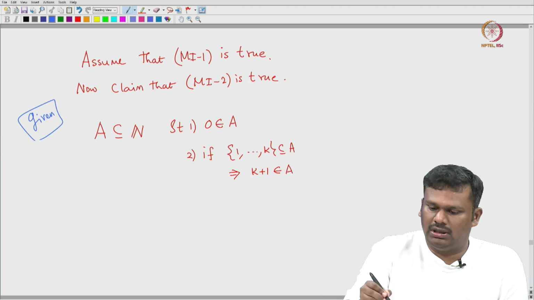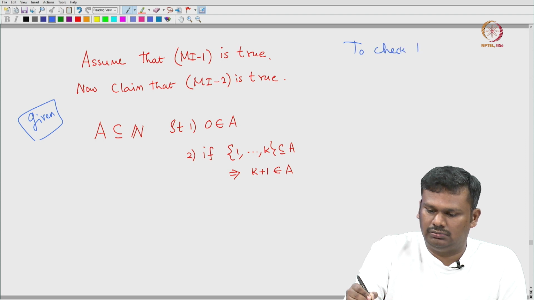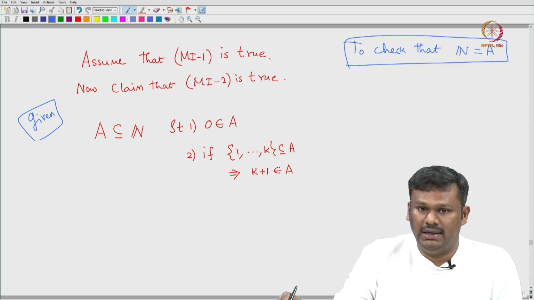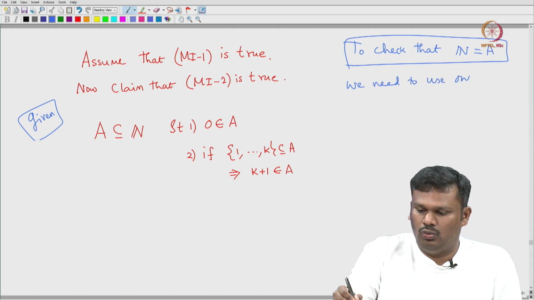Now, we need to check that n is exactly equal to A. This is what we need to check. But the thing is, we need to use only the first statement, mathematical induction 1. So, we need to use only mathematical induction 1.